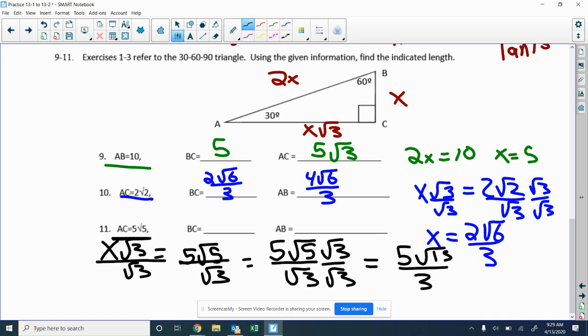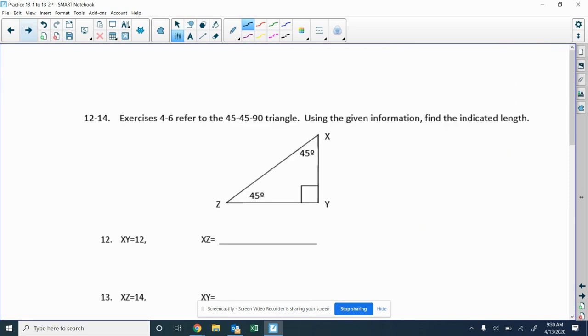So BC is whatever x is. So that's going to be 5 square roots of 15 over 3. AB is going to be twice that, which would be 10 square roots of 15 over 3. So there's your 30, 60, 90. And all we have left is our 45.